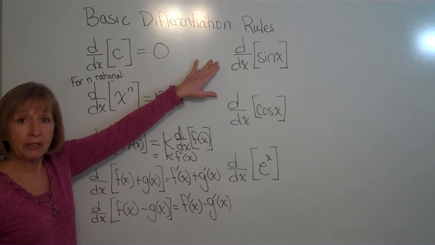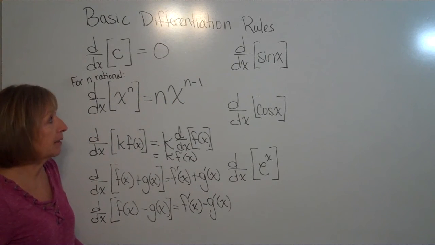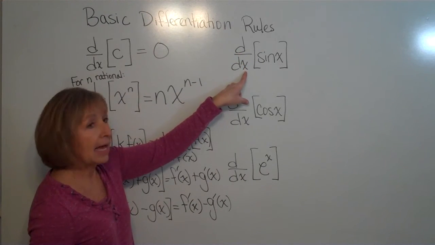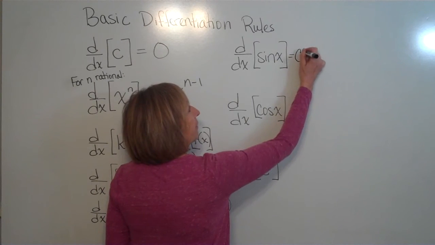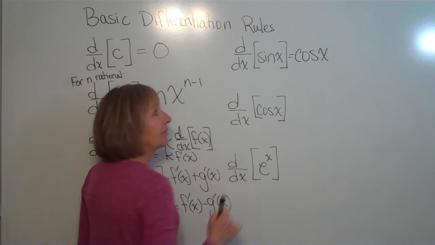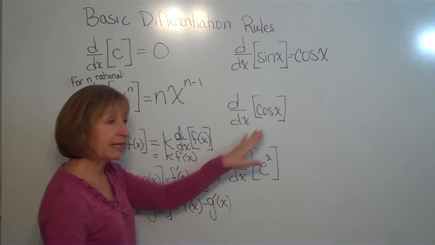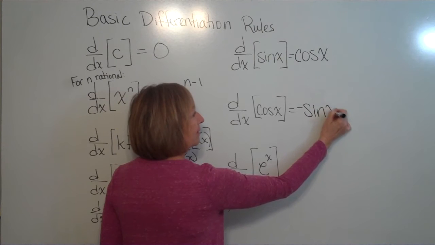Some other functions that we're ready to find the derivative of now, just again as our basic building blocks, is that the derivative with respect to x of the sine of x is cosine of x, and the derivative with respect to x of cosine of x is equal to negative sine x.